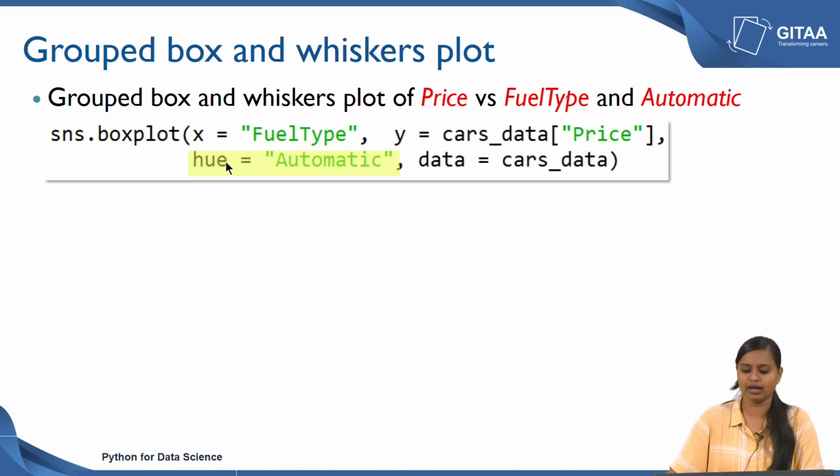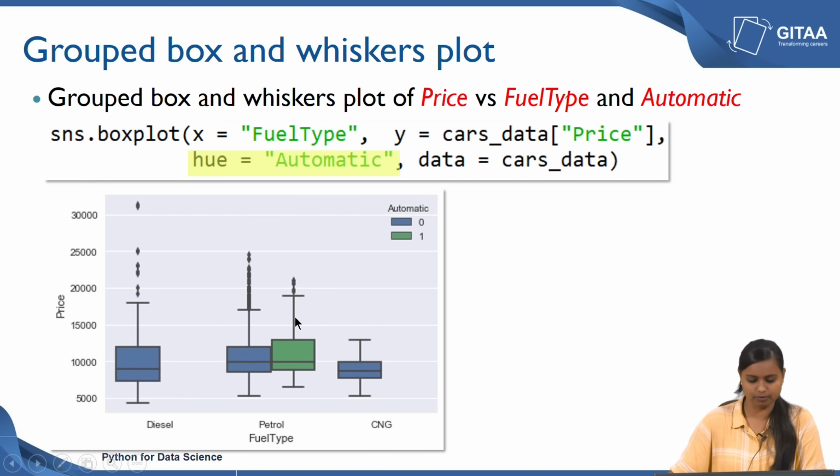Whenever you want to have a grouped box plot, you just need to add that variable using the argument called hue, and I have added automatic under hue. So, we will have a grouped box and whiskers plot. Let us see what the output is.